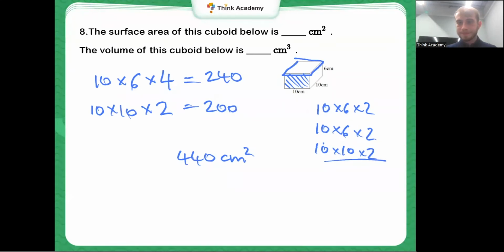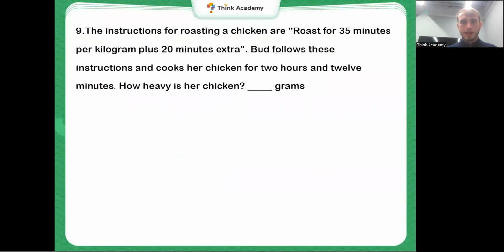Okay. Now, next one. Okay, I will go through this one as there were a few mistakes in this one. It was quite a tricky division, but it is more calculation here. So first, let's understand the question. The instructions for roasting a chicken are roast for 35 minutes for every kilogram and 20 minutes extra.